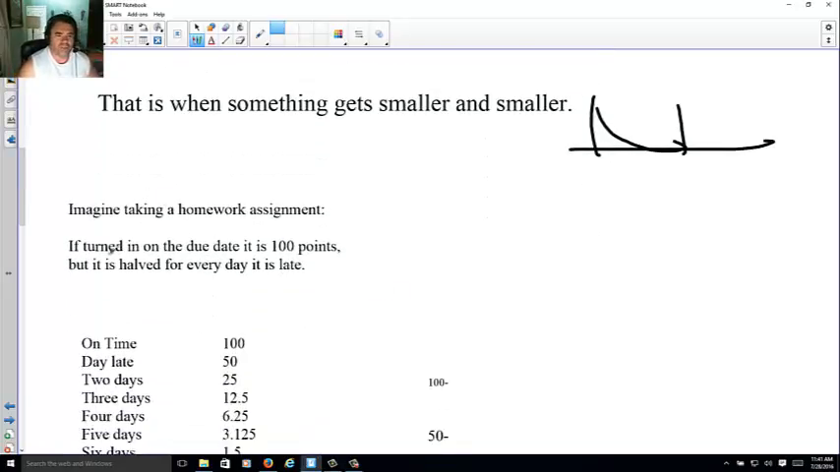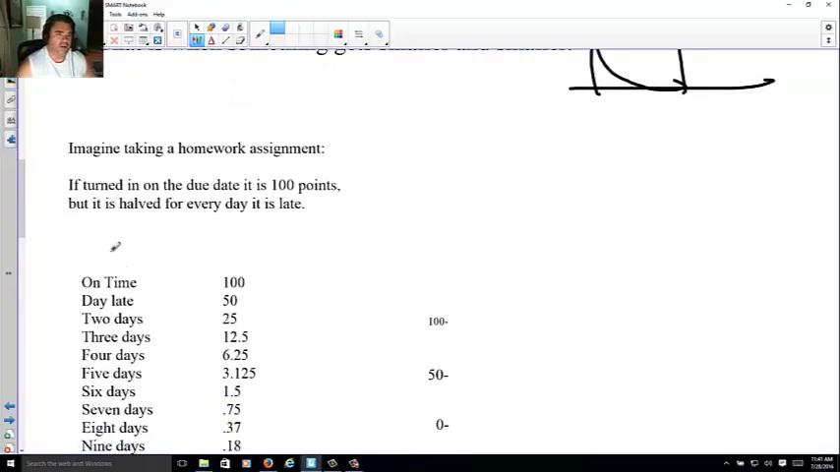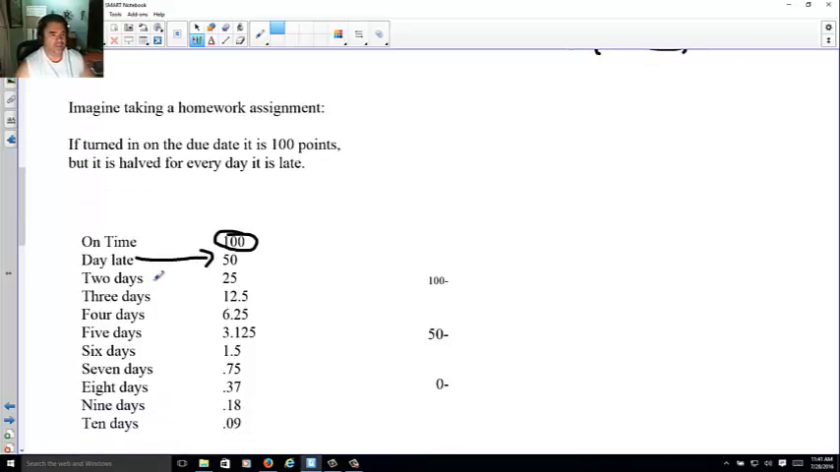Imagine taking a homework assignment. Now, if it was turned in on its due date, let's say it's 100 points. But every day is halved. So let's say on time it would be 100, but the first day it's late would only be 50. 2 days late would be 25, 3 days late would be 12.5. Notice how it keeps going. Notice by the 7th day, it's less than 1%.